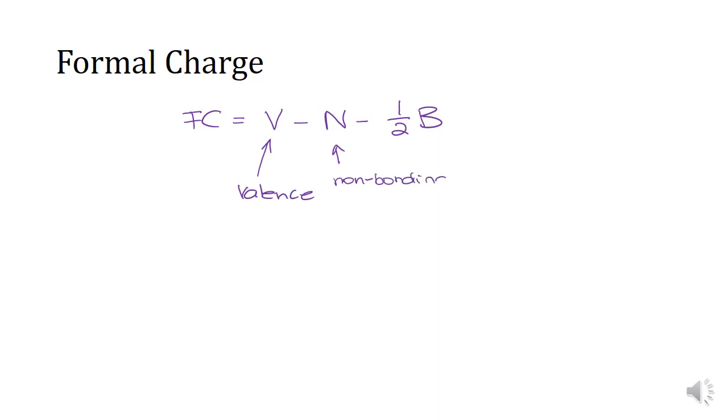So formal charge, let me just get my pen, yes. So formal charge is equal to the number of valence electrons minus your number of non-bonding electrons minus half the number of bonding electrons. So valence, non-bonding, which is our lone pairs, minus half of our bonding. So let's actually work through an example of this.